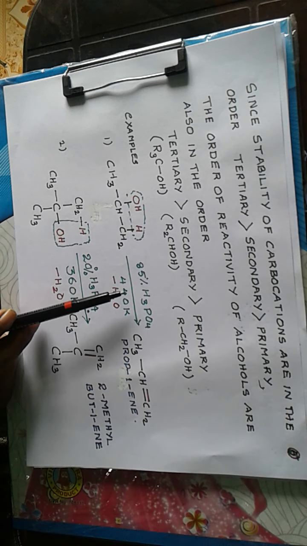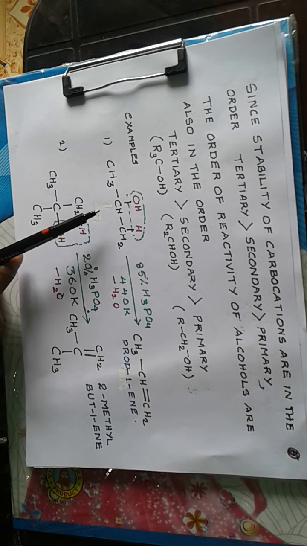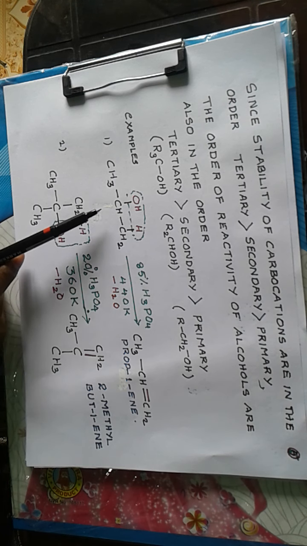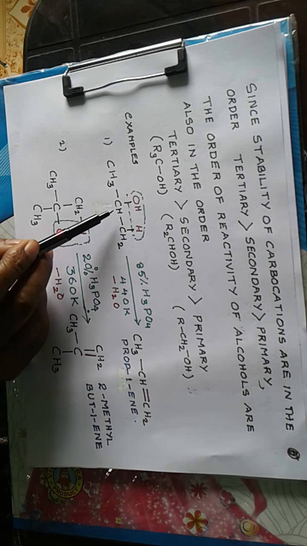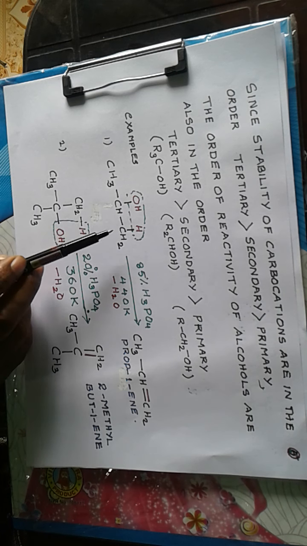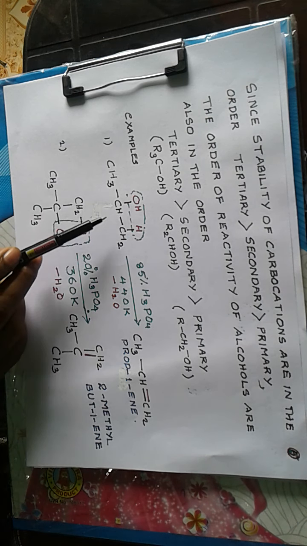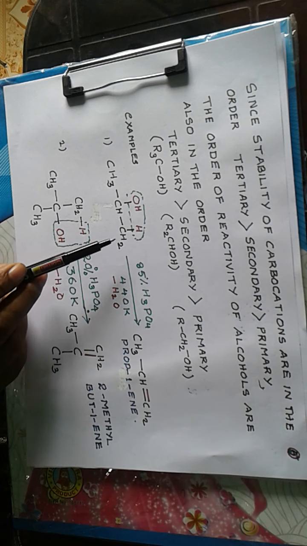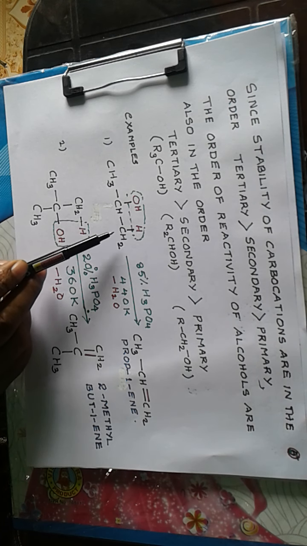So milder conditions are needed only for elimination of water from secondary and tertiary alcohols. Here it's a secondary alcohol, 2-propanol. Now this is a beta carbon, this is a beta carbon, both are similar, so any one beta carbon may be chosen.